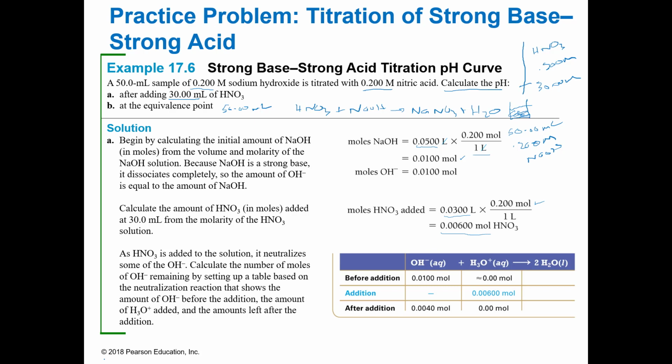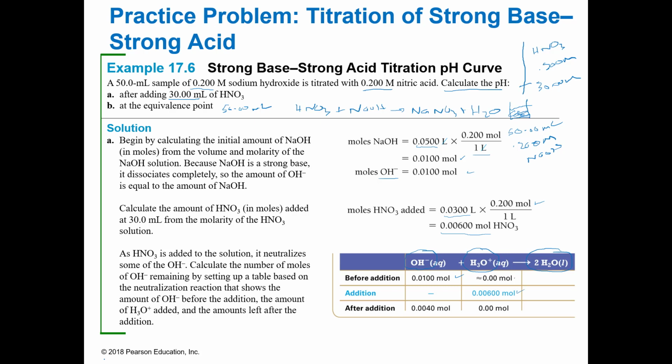So this is not an ice table. This is a stoichiometry table. So in a stoichiometry table, what is the active reaction here? What is the net ionic reaction? Well, it's the hydroxide ion of the sodium hydroxide reacting with the hydronium ion of the nitric acid to form water. So our initial number of moles of hydroxide ion has been calculated to be 0.01 moles, and 0.0006 moles of nitric acid is added.